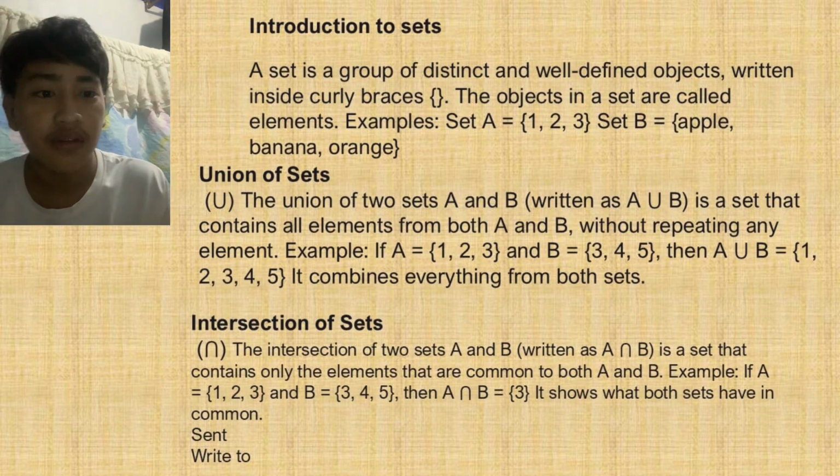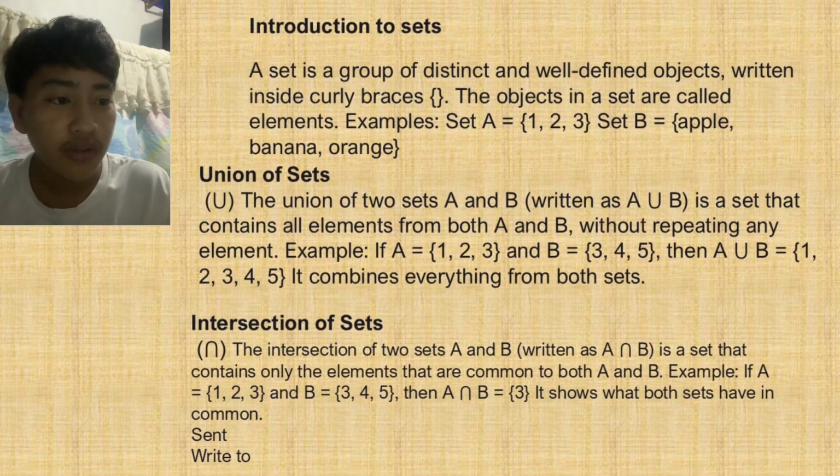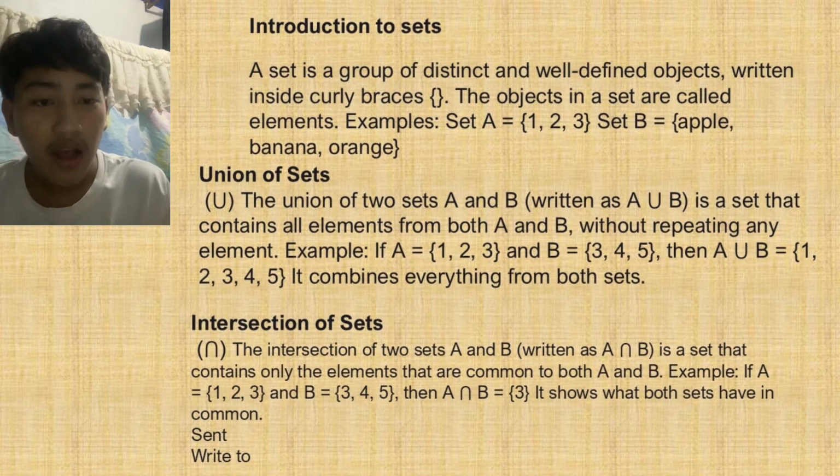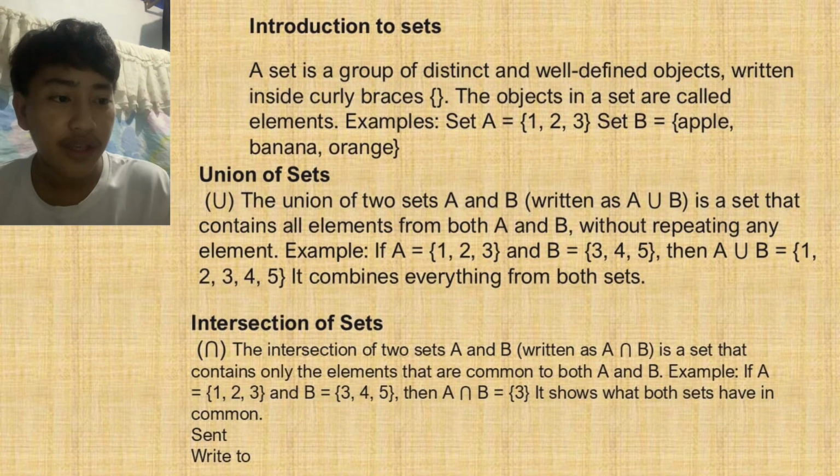Intersection of sets. The intersection of A and B, written A ∩ B, is a set that contains only the elements that are common to both A and B. Example: if A equals {1, 2, 3} and B equals {3, 4, 5}, then A ∩ B is {3}. It shows what both sets have in common.